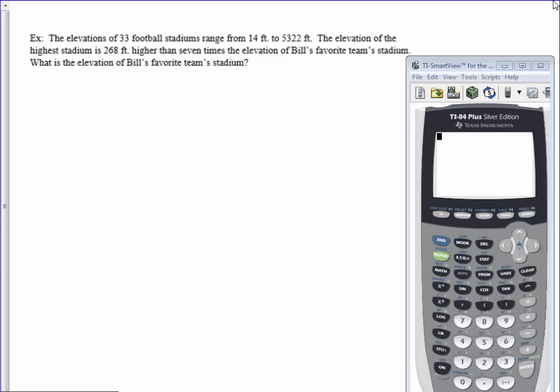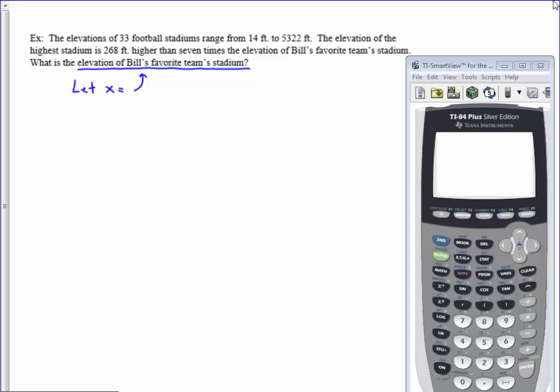This problem can be very confusing when you look at it overall, so you want to look at it in small pieces. The value that we know nothing about is the elevation of Bill's favorite team stadium, so we will let x equal that value. That being the case, we would like to set up an equation that represents the information that was given.